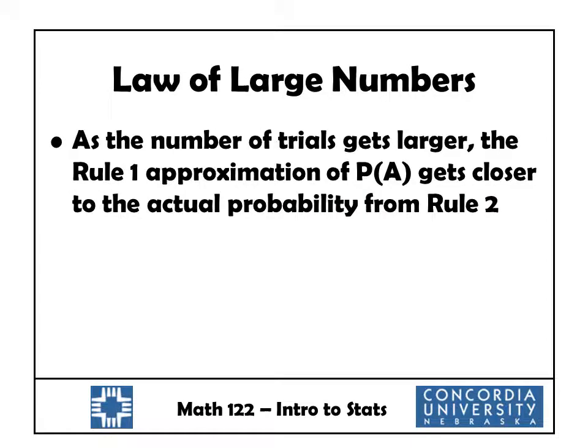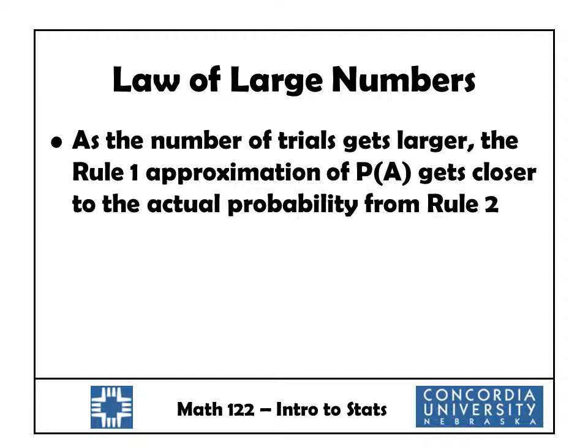Now, the law of large numbers is a concept that you may have heard of before. The law of large numbers is going to relate a Rule 1 approximation to the Rule 2 theoretical value. It says that as the number of trials gets larger, the Rule 1 approximation of the probability of A gets closer to the actual probability from Rule 2.